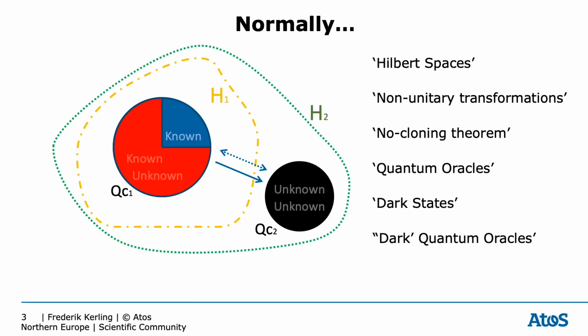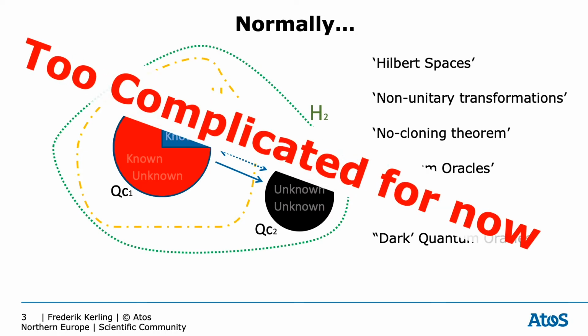Of course, it is not just a business gimmick, though it does start with the problem formulation at the conference table. Normally, the explanation involves quantum terms like Hilbert spaces, non-unitary transformations, the no-cloning theorem and how to violate it, quantum oracles, dark states, and dark quantum oracles. Though they sound really cool, you'd need to understand all of these in order to get the entire concept. This is too much for now, so let's look at it from a simpler perspective.